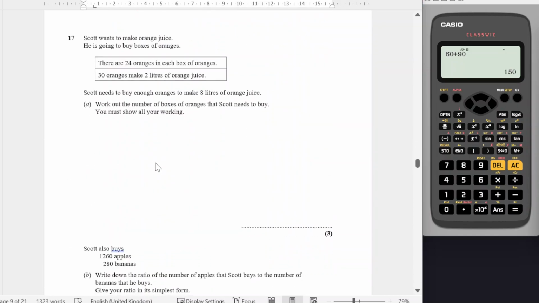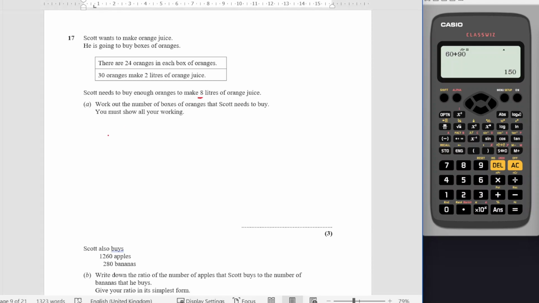Okay, question 17. Scott wants to make orange juice. He's going to buy a box of oranges, 24 oranges in a box. 30 oranges can make 2 litres of orange juice. Scott needs to buy enough oranges to make 8 litres. Work out the number of boxes he must buy.